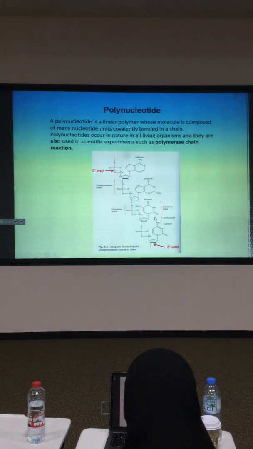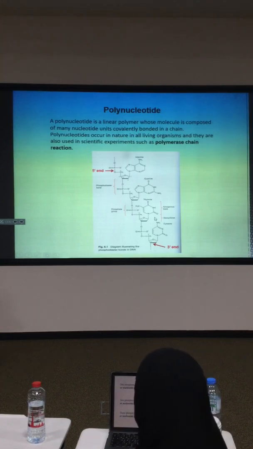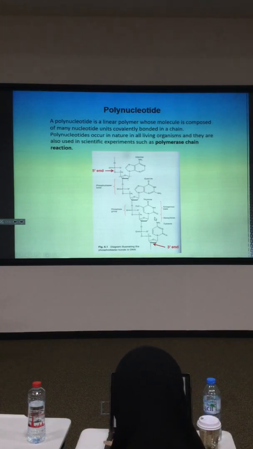Now, I mentioned nucleosides and nucleotides. In DNA, how are they arranged? They form a chain, a polymer. One nucleotide, then another nucleotide, and this is a kind of chain. How are the chains formed?